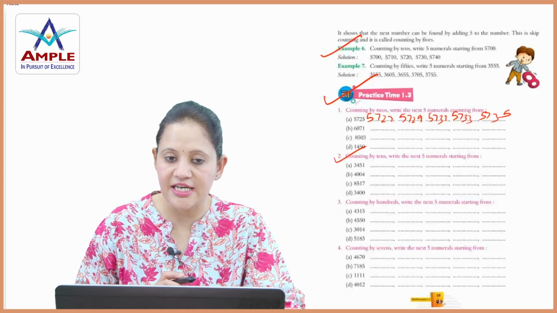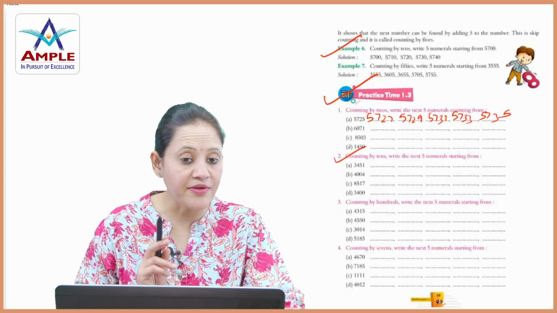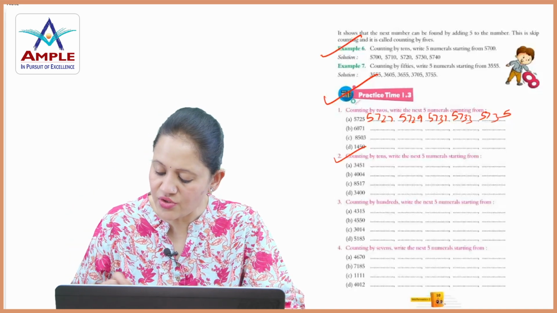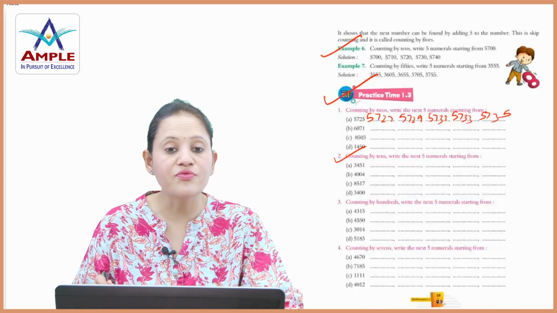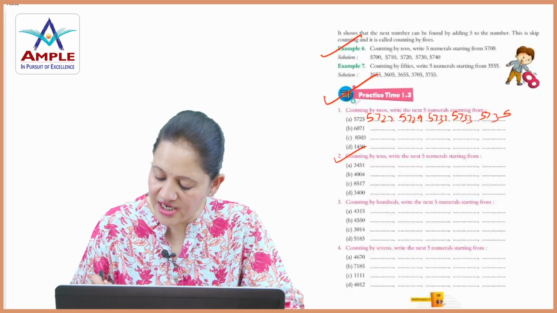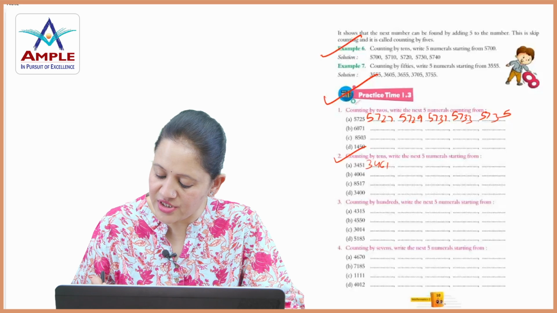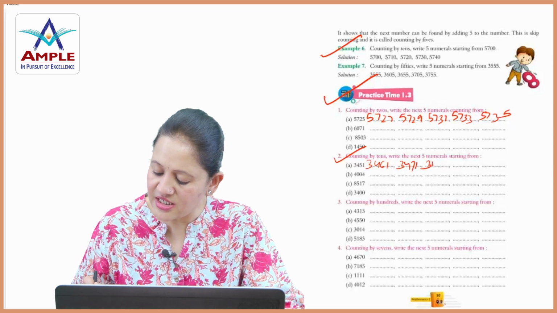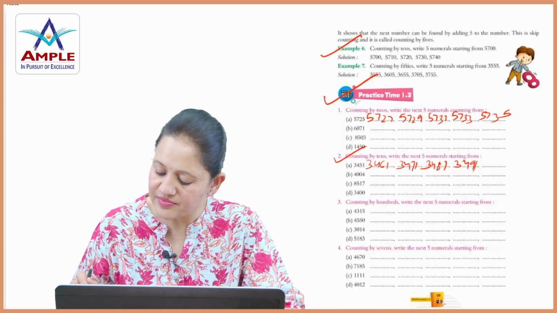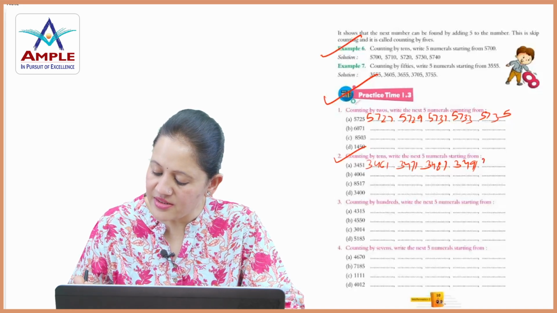Next, counting by tens, write the next 5 numbers starting from 3451. So we have to add 10 every time to the previous number to get the next number. So start from 3451. If we add 10 to it, we get 3461, 3471, 3481, 3491, then 3501.